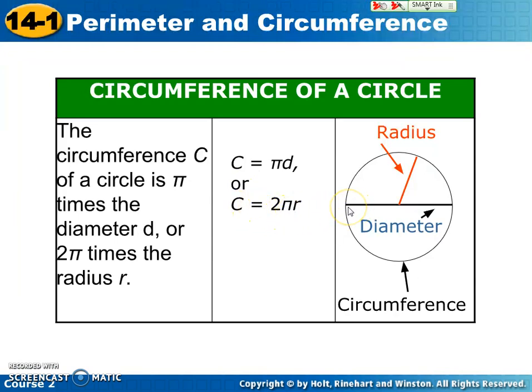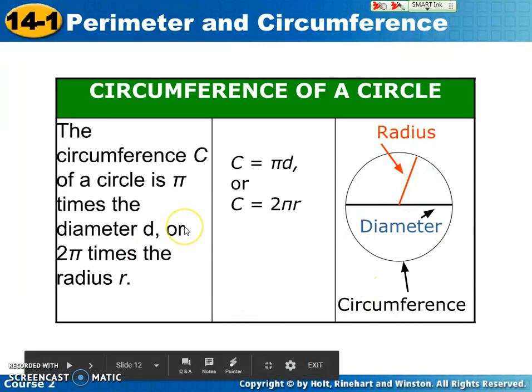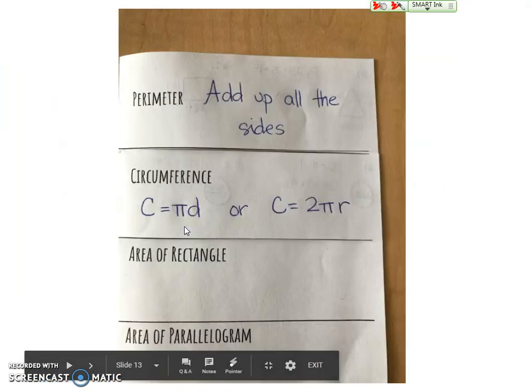Okay, and over here we just have a picture to remind us. Diameter is all the way across. Radius is the half, right? And so if we double the radius, we get the diameter. So that's why we have the times 2. This is what it should look like now.